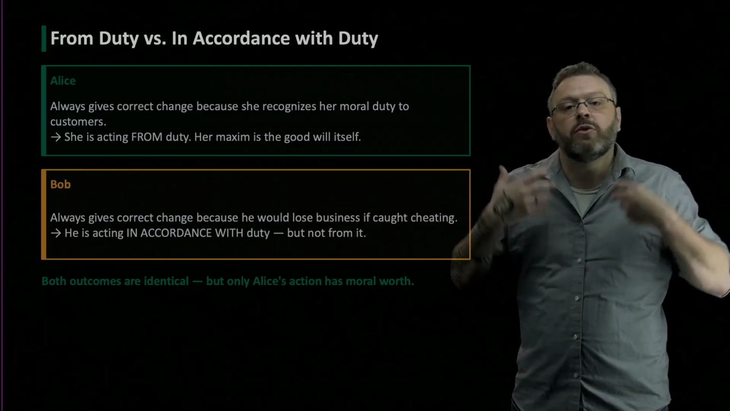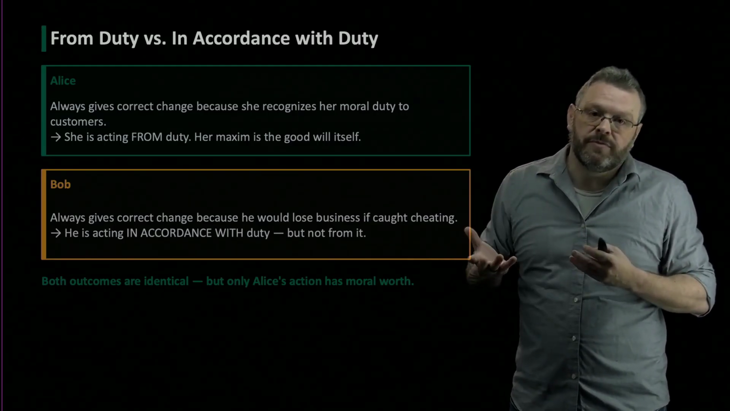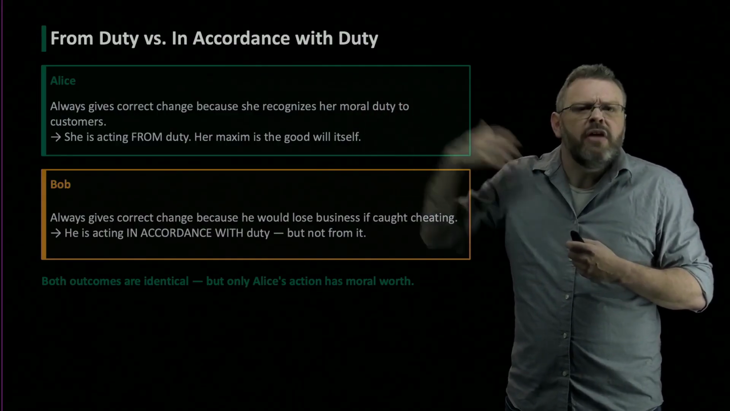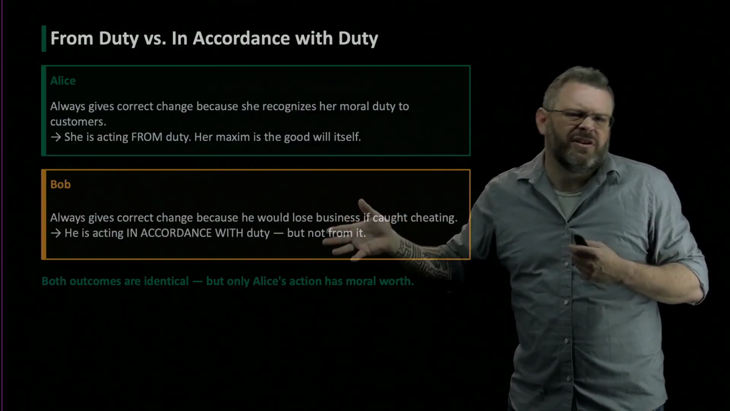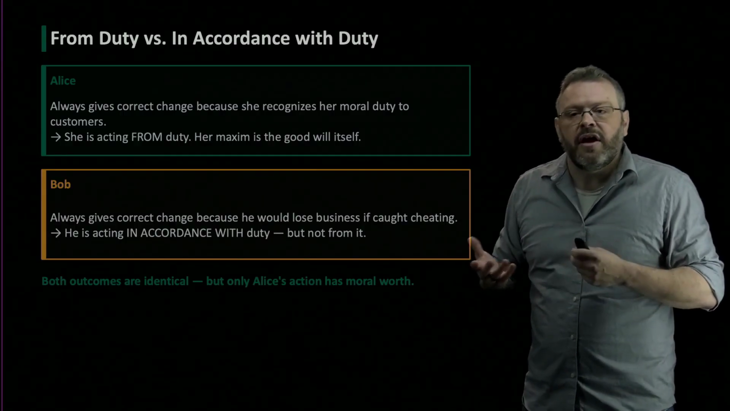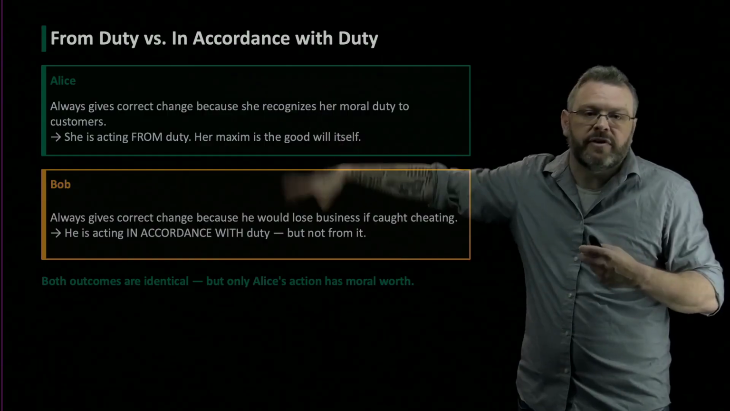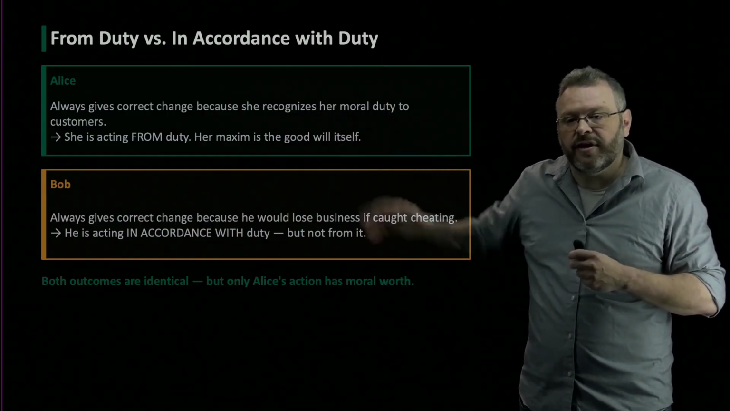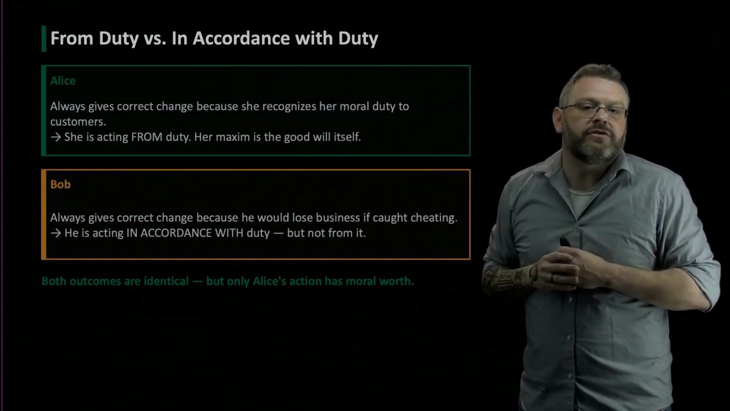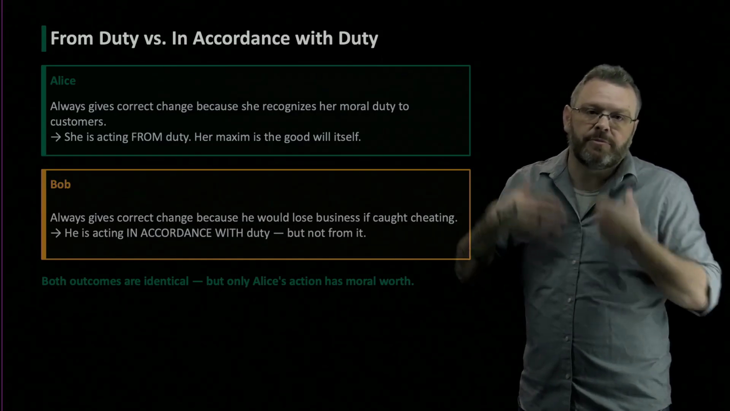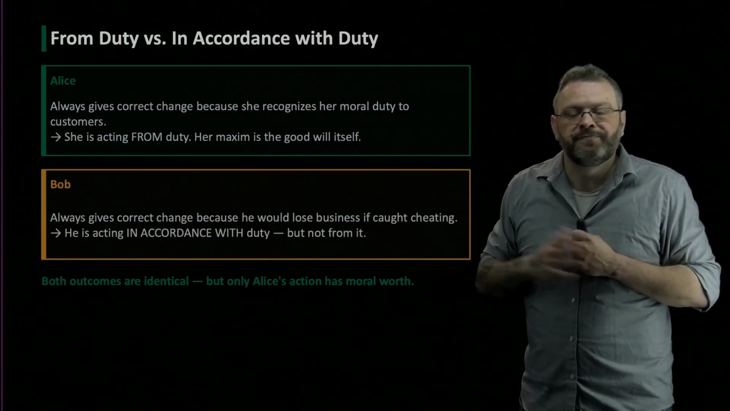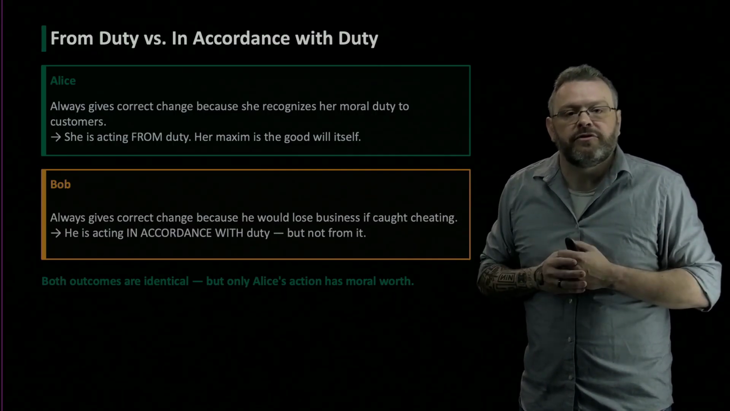And this is what allows us to make a distinction between somebody doing something because it's the right thing versus somebody just doing something because they don't want to get caught. So this is an example that Kant uses, the shopkeeper example. I've given our shopkeepers names, Alice and Bob. Both of them give their customers the correct change, right? Somebody comes up to the cash register, it's $4.50 or whatever, and they give them 50 cents back or whatever. So both of them always give their customers the correct change.